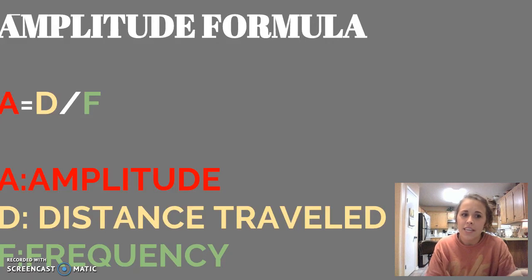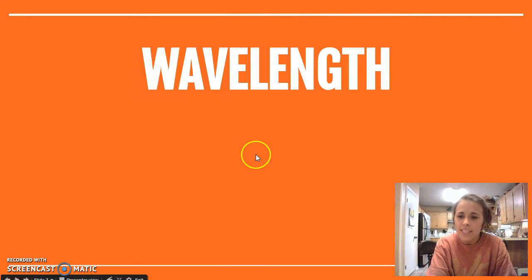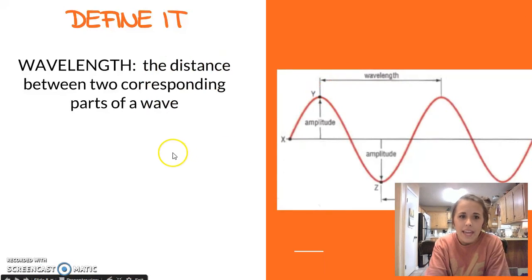And this is a formula that you can kind of keep in the back of your head, but you don't necessarily have to keep this for test purposes. So the next thing we're going to cover is wavelength, and it is defined as the distance between two corresponding parts of a wave. So this is kind of the easier term that you'll have to learn, in my opinion.